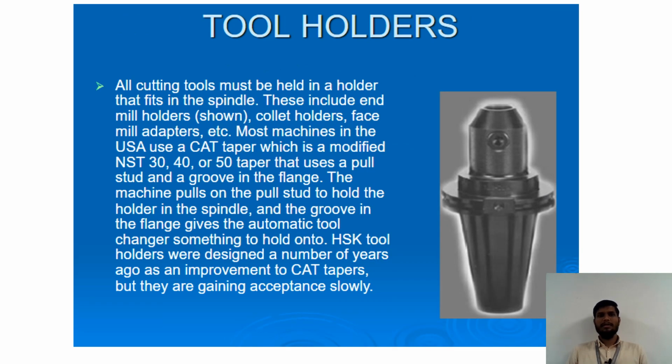Till now we have seen different types of cutting tools. Now we will see tool holders. Tool holders are one of the important elements in CNC machine tools. All cutting tools must be held in a holder that fits in the spindle. This includes end mill holders as shown in the figure, collet holders, face mill adapters, etc.